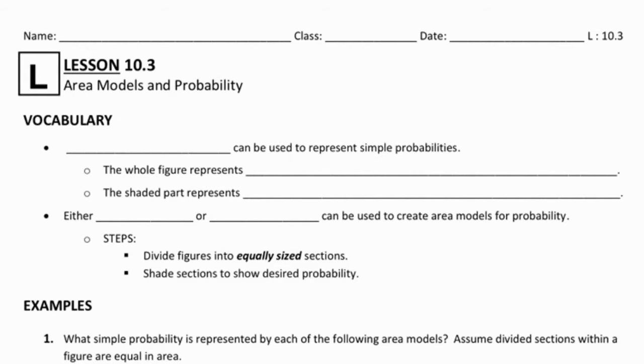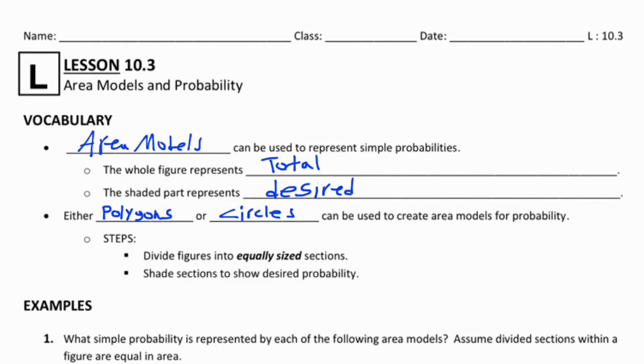So now we're looking at 10.3, which is actually going to take probability and tie it into all the area stuff that we've been doing. So here's the part where geometry comes into play with probability. Your first definition that we're going to have here is the definition of area models.